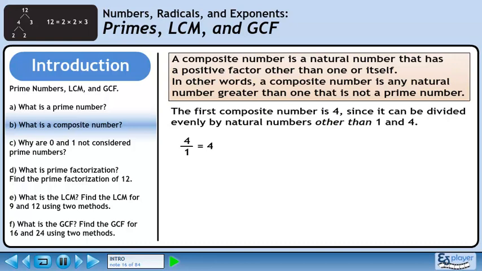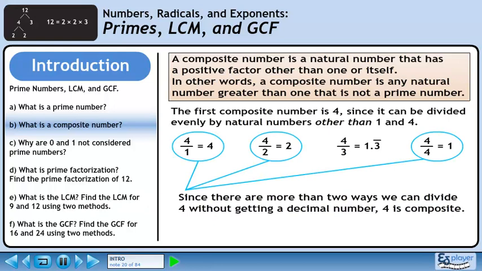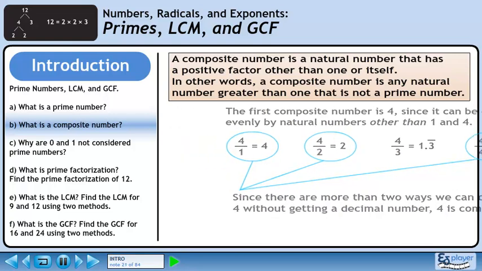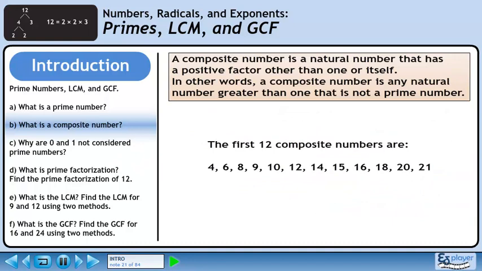Four divided by 1 is 4. 4 divided by 2 is 2. Four divided by 3 is 1.3 repeating. And 4 divided by 4 is 1. Since there are more than two ways we can divide 4 without getting a decimal number, 4 is composite. The first 12 composite numbers are listed.